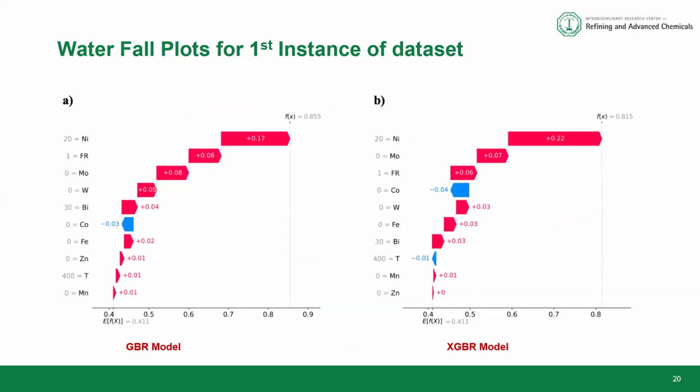Again, here we presented an extract from the previous slide. A combination of these is what gives the previous slide. So this is a waterfall plot for the first instance of the data set. The first data set, for example, has 20 nickel, feed ratio of 1, 0 loading of molybdenum, 0 loading of tungsten, 30 bismuth, 0 cobalt, 0 iron, 0 zinc at 400 temperature, and 0 manganese.